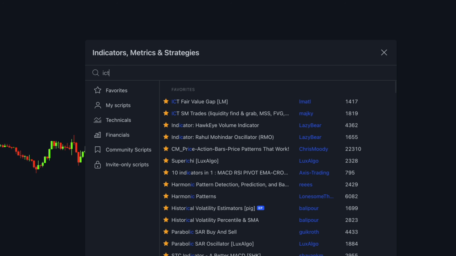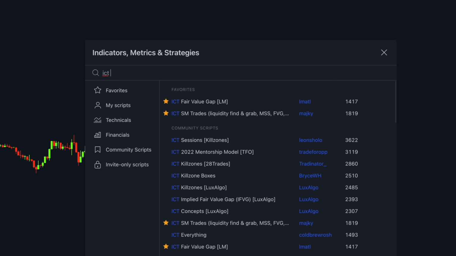This free TradingView tool is called the ICT 2022 Mentorship Model. It was created by Trade4op. Add it to your favorites so you can find it easier in the future.